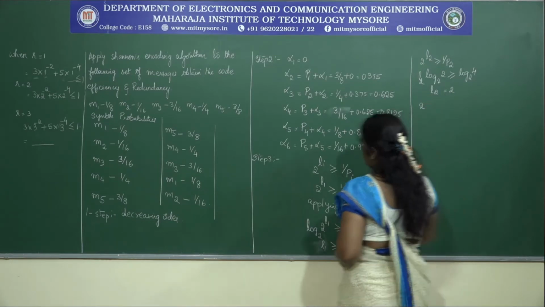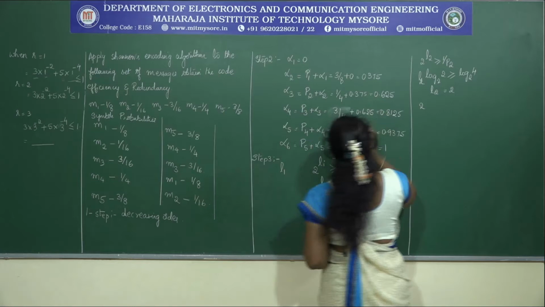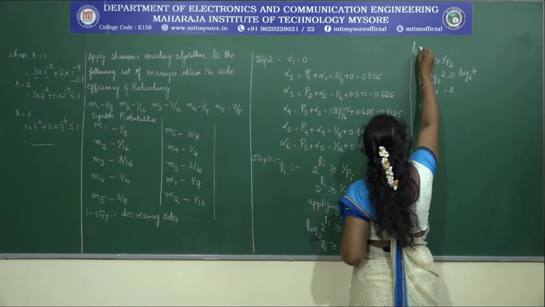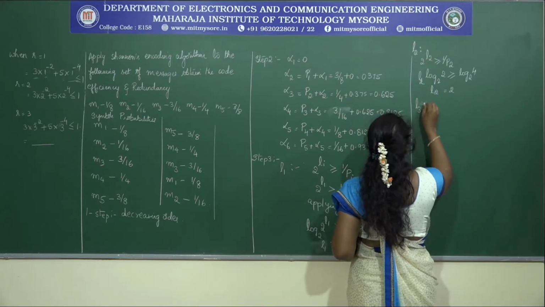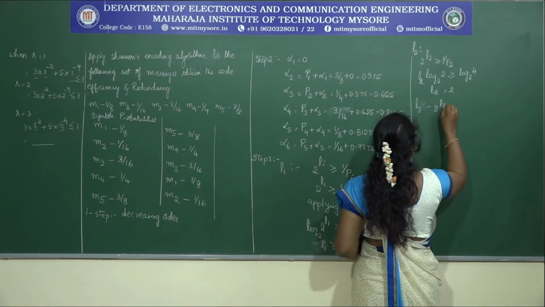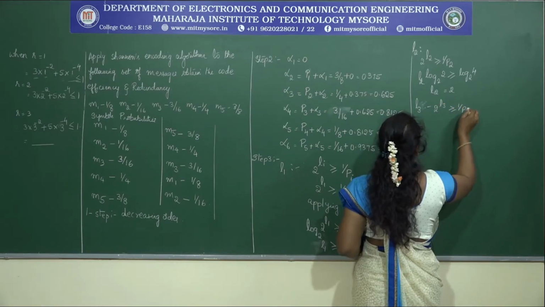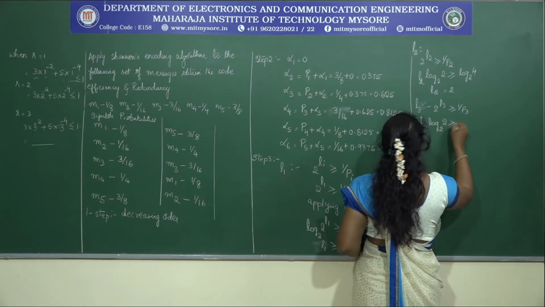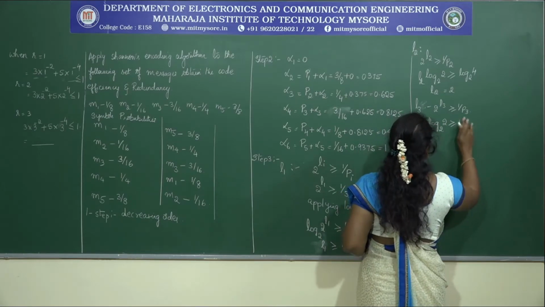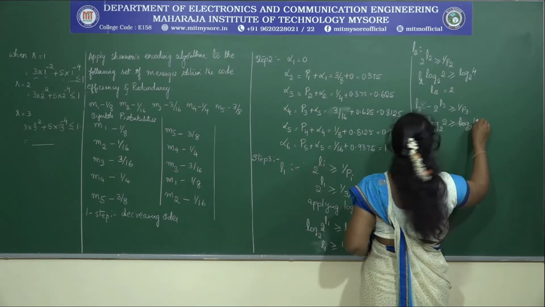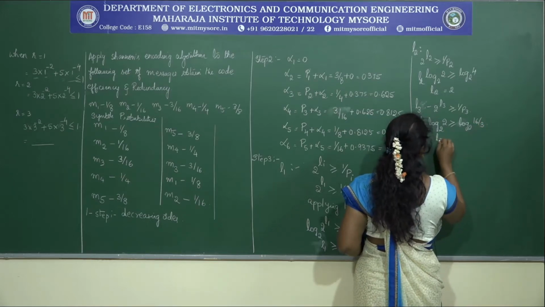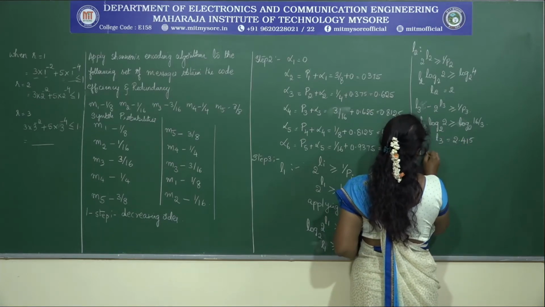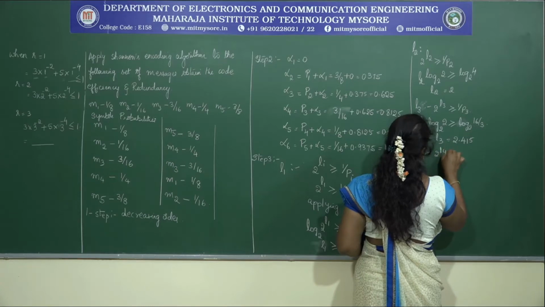So this is for L1, this is for L2, and next you are going to calculate for L3. So 2 power L3 greater than or equal to 1 by P3, so log base 2 of 2 greater than or equal to log base 2 of 16 by 3, since P3 is 3 by 16. If you simplify this, you will get the L3 value as 2.415.